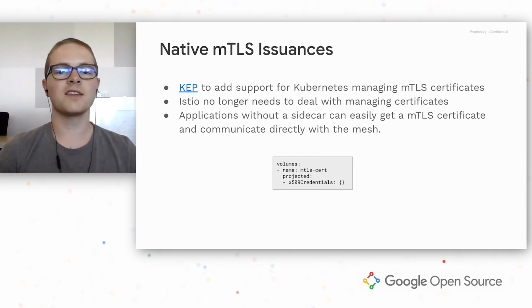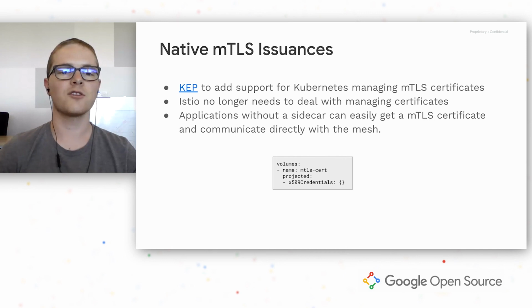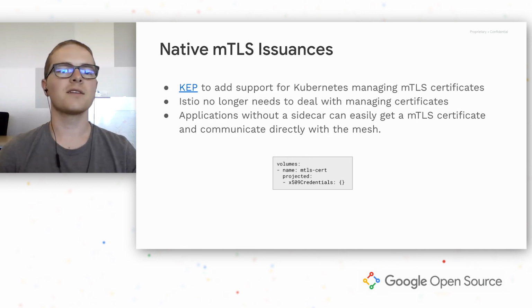I've been looking into this idea of adding first-class support for managing mTLS certificates in Kubernetes. What this would mean is that when a pod starts up, if it's configured to do so, it will automatically get an mTLS certificate. Kubernetes will handle rotating it, revoking it, etc. And that means that Istio can get out of the business of managing certificates. It can just ask Kubernetes to give us one, and we reduce a lot of the operational burden of Istio.